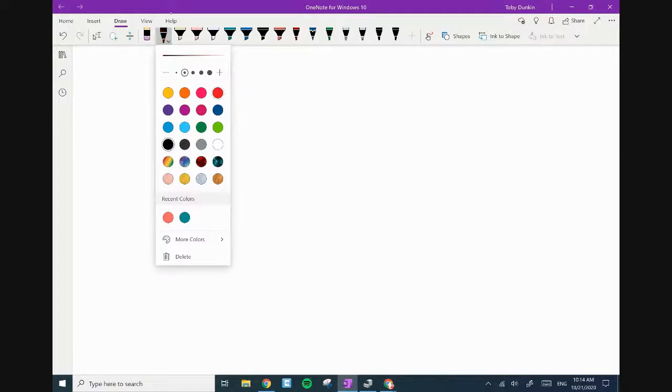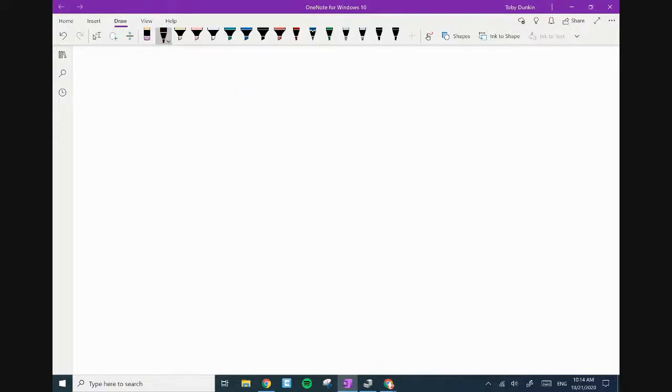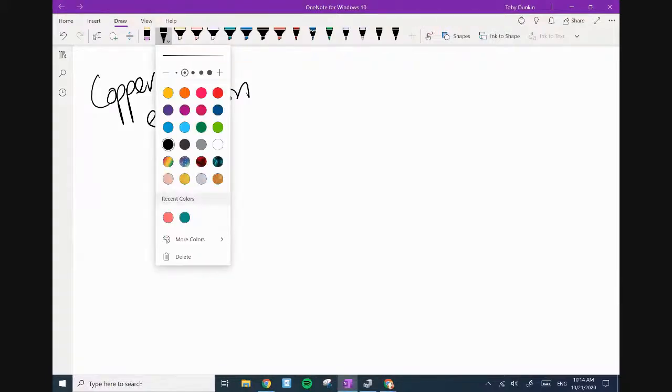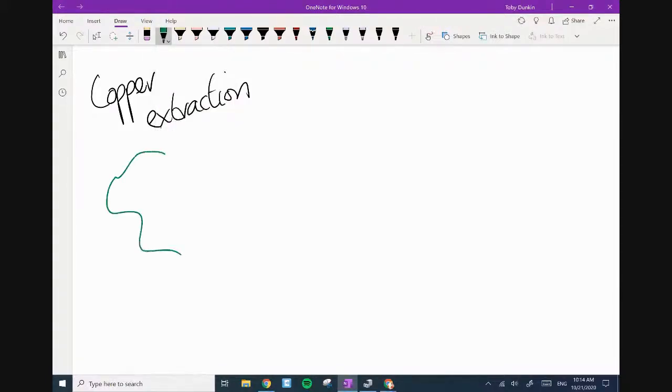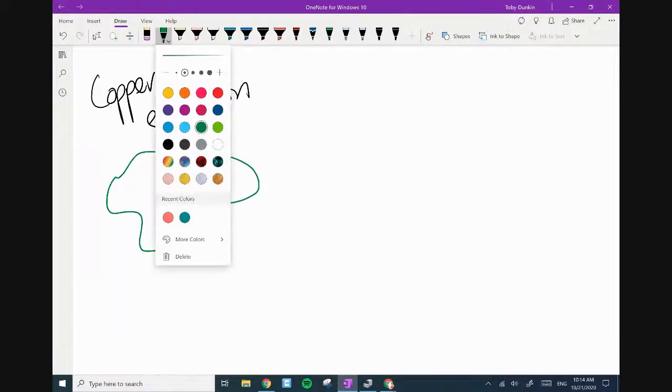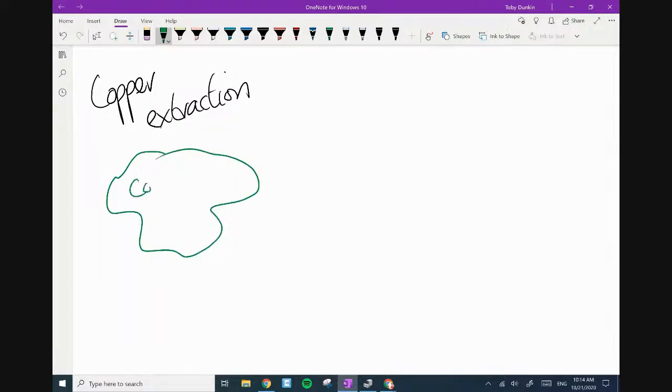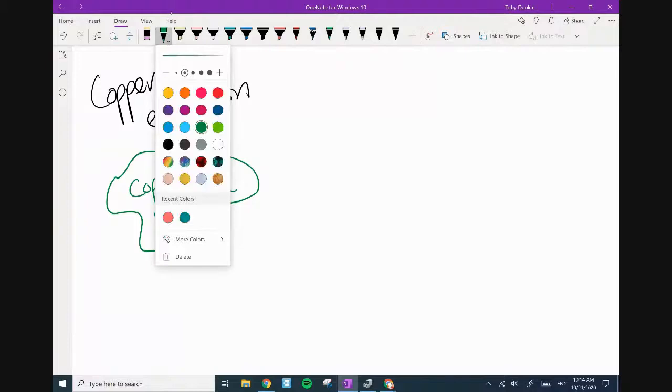So copper is also extracted using carbon reduction. So you can put a little title of copper extraction. Now, copper's kind of special. Copper actually starts off as green copper carbonate. Malachite. Copper carbonate. Now, what we then do is we heat the copper carbonate.